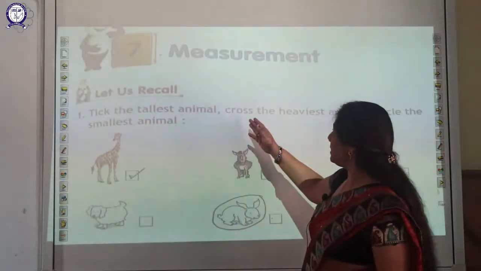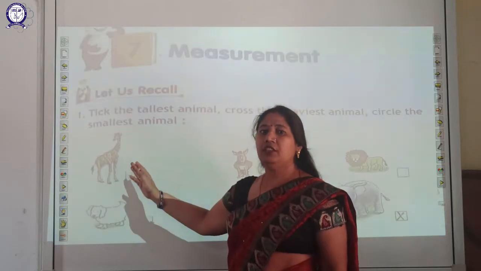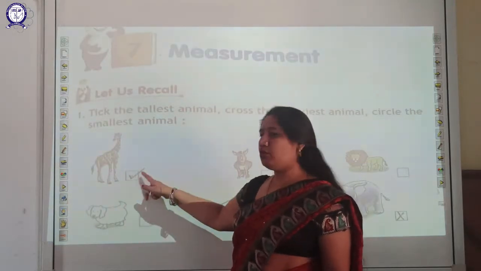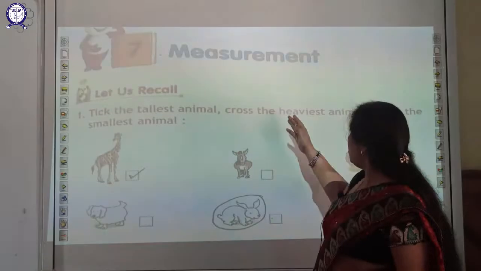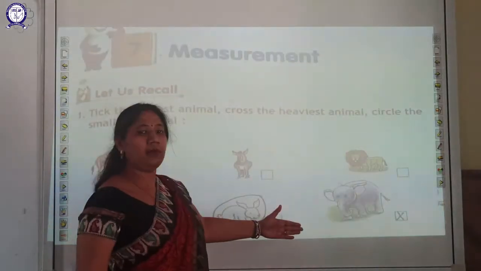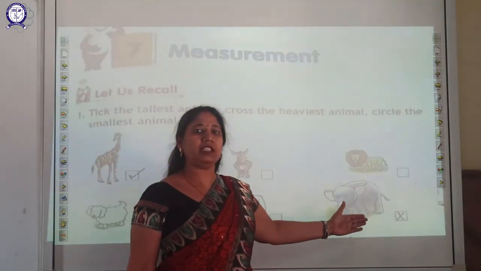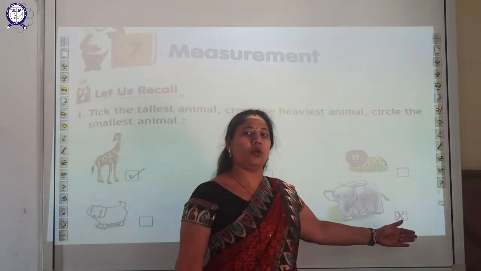Pick the tallest animal. So which is the tallest animal, beta? Giraffe. Giraffe is the tallest animal, so you have to tick here. Cross the heaviest animal. Look at the pictures. Which is the heaviest animal? Right, elephant. Elephant is the heaviest animal, so you have to cross.